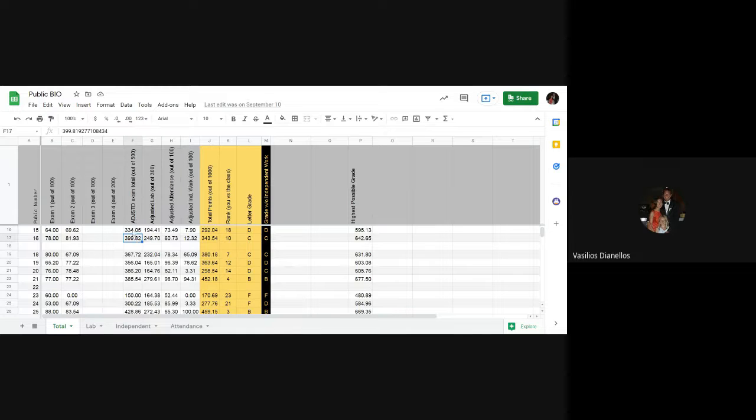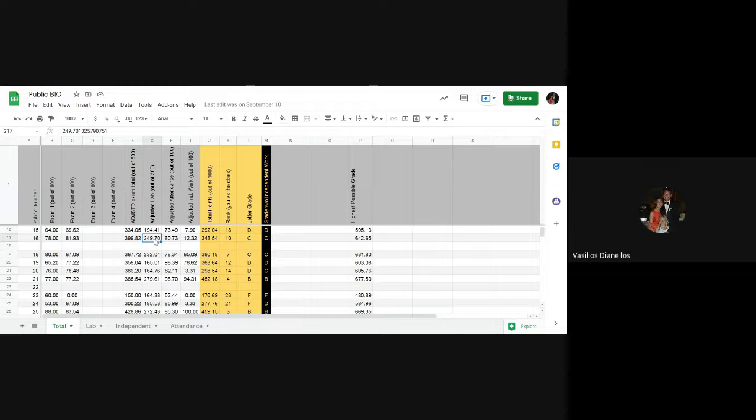Now, this is a little bit less important for you because who cares what this says? You still have 2 more exams to change this. However, this number is used to calculate this number, which all this information over here, which actually tells you what your grade is. And I'll come back to that. So anyway, that's your adjusted exam total.